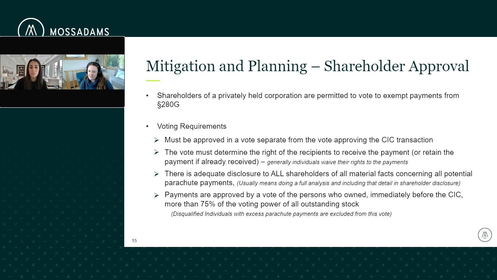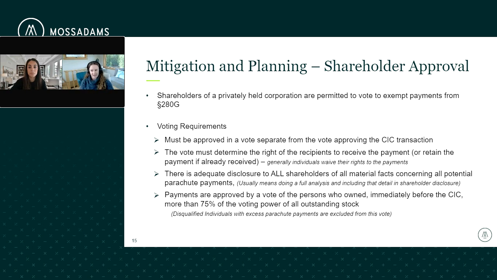Now, the payments also have to be approved by a vote of the persons who owned, immediately prior to the change in control, more than 75% of the voting power of all outstanding stock. And for 280G purposes and this 75% threshold, disqualified individuals that have excess parachute payments are excluded from the vote. So in other words, if you're one of the shareholders receiving payments that are being voted on, you are not entitled to vote on any of those.